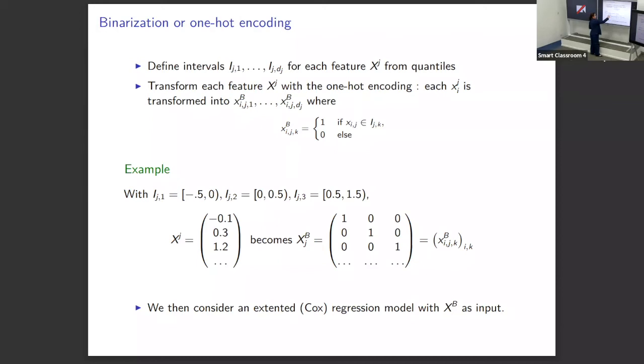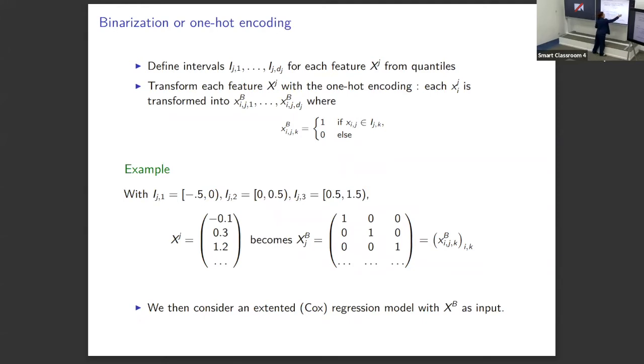and transform your continuous feature into this kind of tabular feature where I put a one where the initial value is. Here in the first column, it was in the first interval. For the second individual, 0.3 was in the second interval, so I put a one in the second column and so on. It's called binarizing a continuous feature, and people do that all the time, not only in medical machine learning problems. And then we consider a regression with this new variable as inputs.